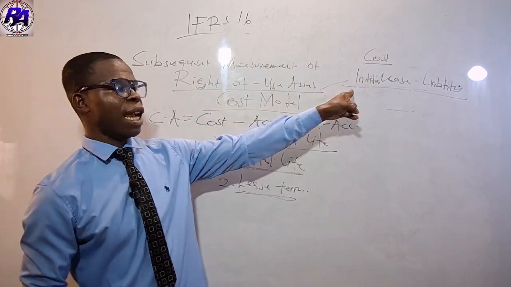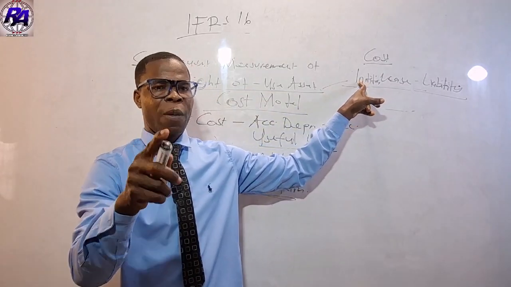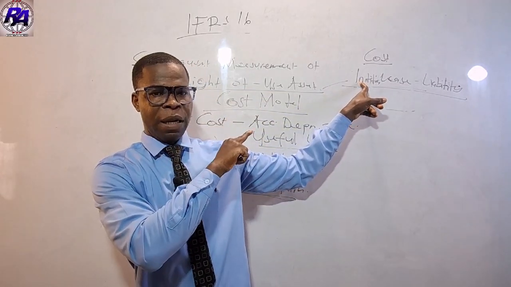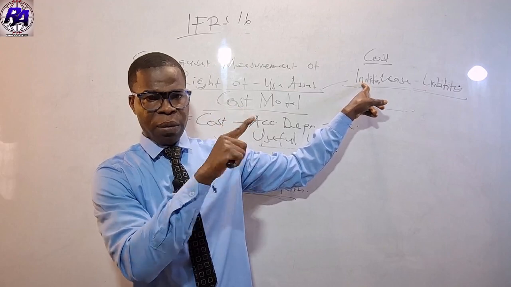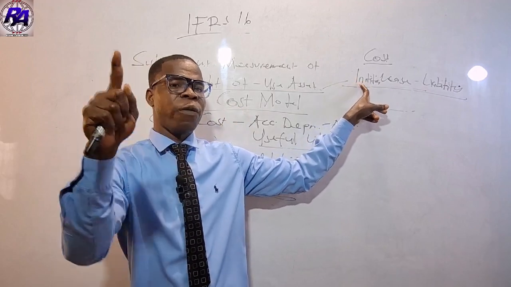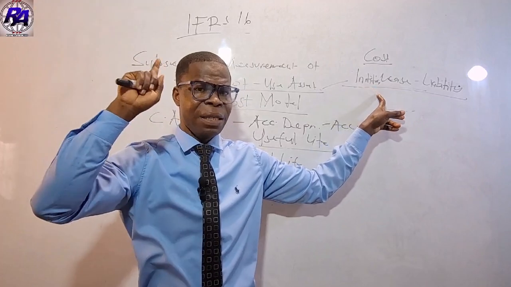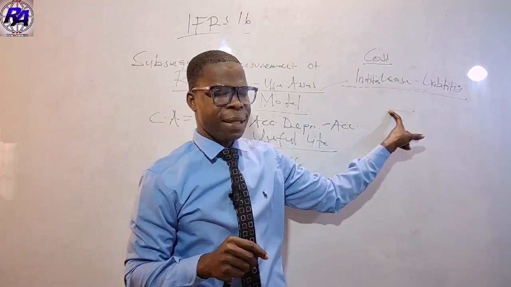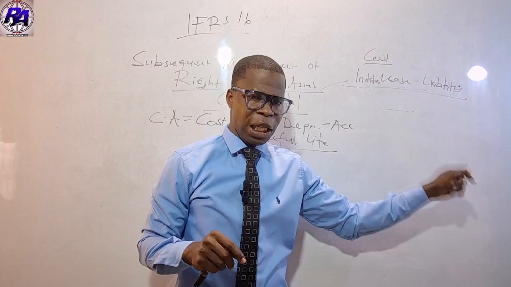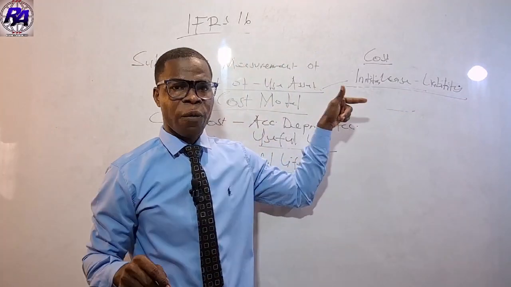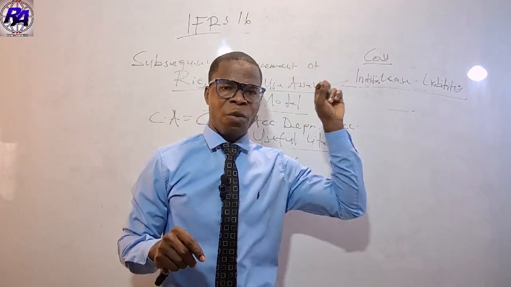Please do not forget what I omitted in the initial measurement of our right of use asset, the cost. Remember that the initial value of your lease liability you have determined under the lease liability, that amount will be part of your lease payment. It will be part of your initial value of your right of use asset.